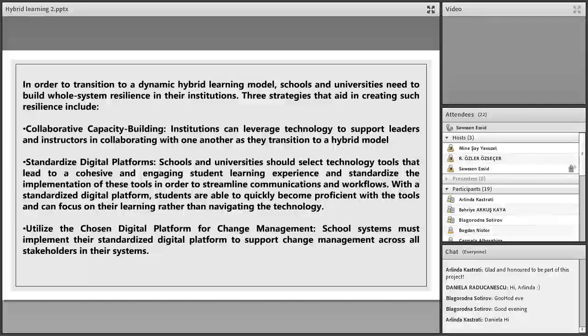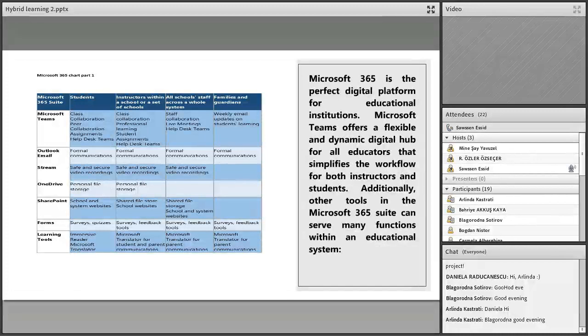Each country here has adopted a digital platform to standardize this kind of experience for all the teachers and students, and to make it really accessible to all of them. The third strategy is to utilize the chosen digital platform for change management. Here, school systems must implement their standardized digital platform to support change management across the stakeholders in their systems. It's very important as well.